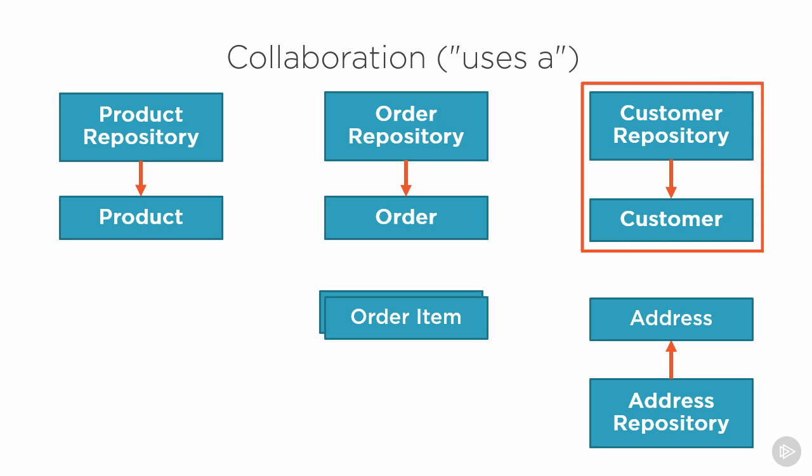The customer repository uses a customer object to populate on a retrieve and to serialize on a save. Same for the order, product, and address repositories. Let's see what collaboration looks like in the code.